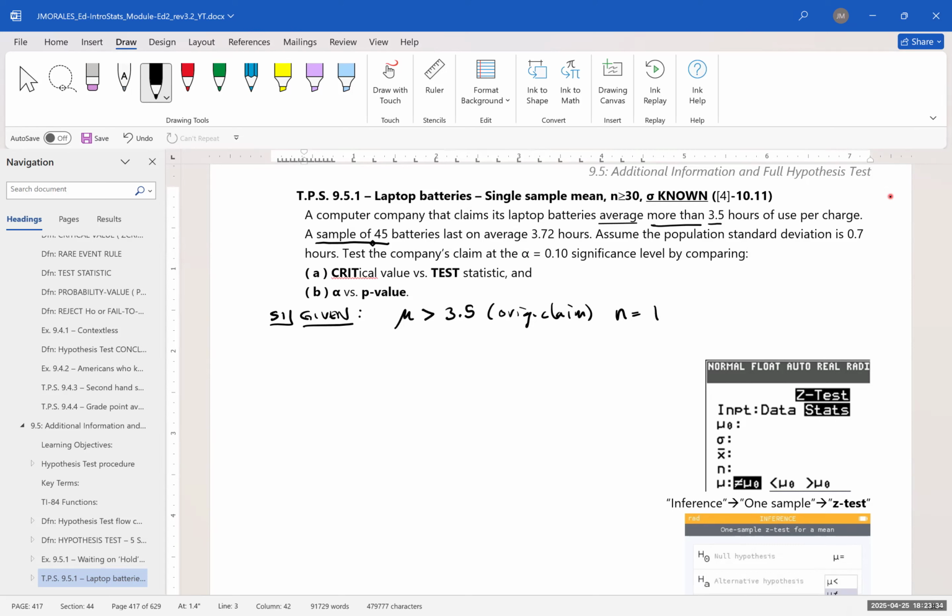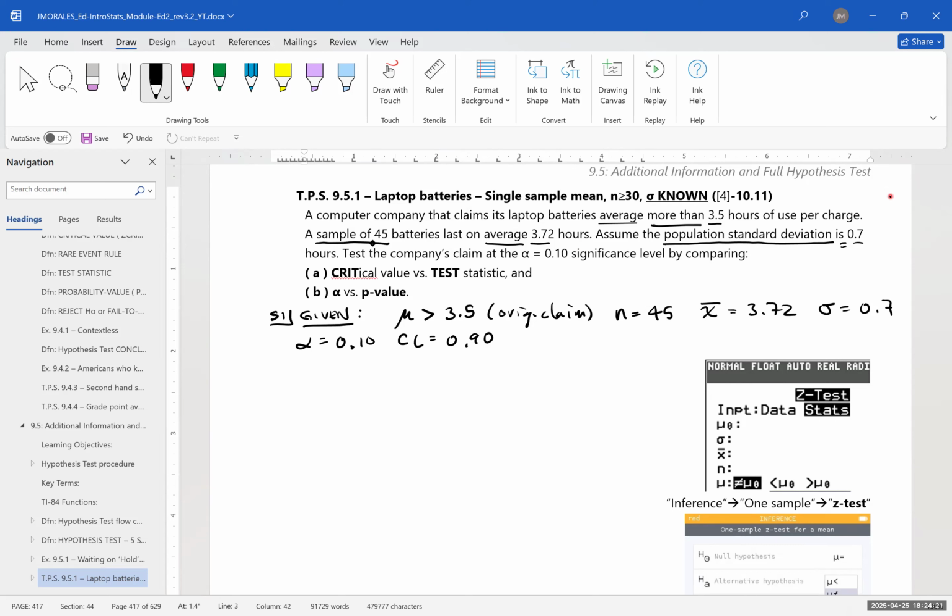A sample of 45 batteries. So we've got a sample size of 45. Lasts on average 3.72 hours, so our sample mean is 3.72. Assume the population standard deviation is 0.7. So the population standard deviation is 0.7. Test the company's claim at a significance level of 10%, which means we're looking at a confidence level of 90%.